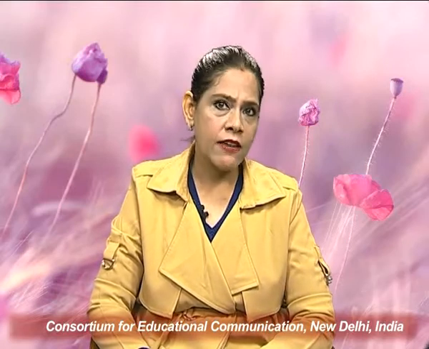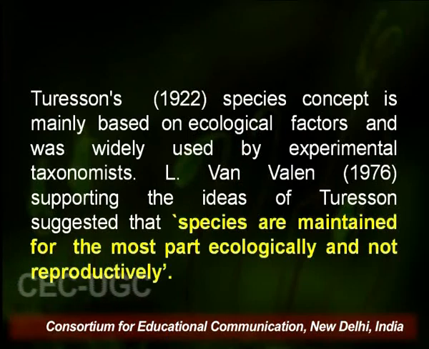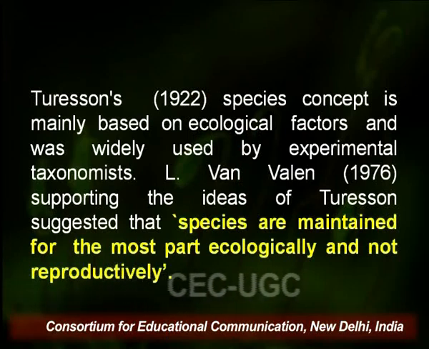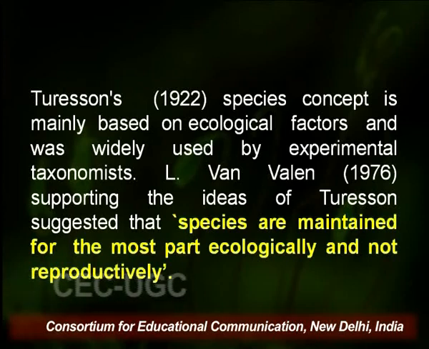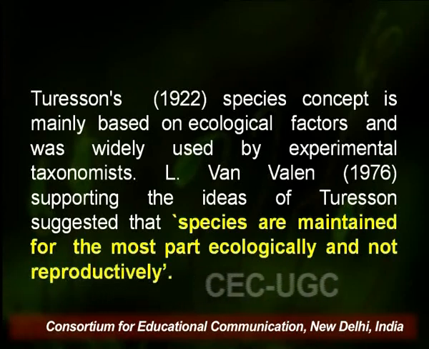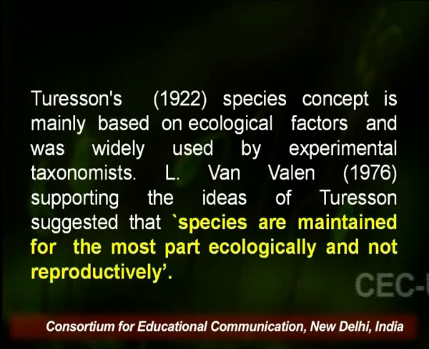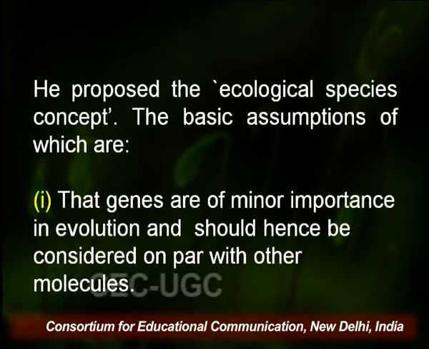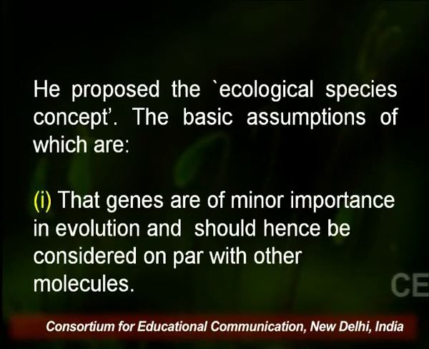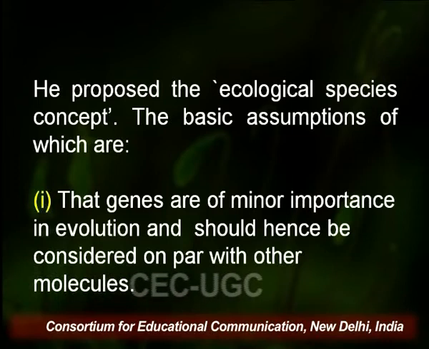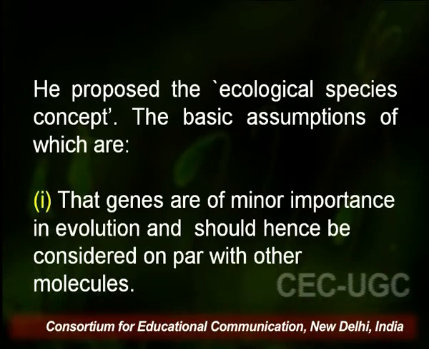He also gave the species concept, which was mainly based on ecological factors and was widely used by experimental taxonomists. On the other hand, Van Valen, supporting the ideas of Turesson, suggested that species are maintained for the most part ecologically and not reproductively. He proposed the ecological species concept, and the basic assumptions are: number one, that the genes are of minor importance in evolution and should hence be considered on par with other molecules.